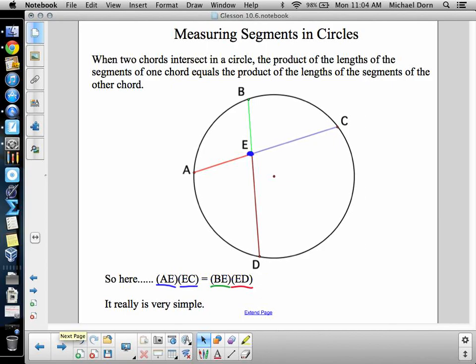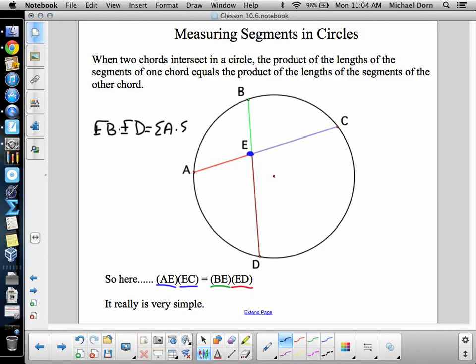What a lot of people do is, since the point of intersection is E, we'll start at E. So we'll go EB times ED equals EA times EC, because all our segments have to start at the point of intersection. That's probably the single most important concept we get from this as we're setting up these formulas today. This is our new rule for finding measurements of segments and chords as they intersect in circles.